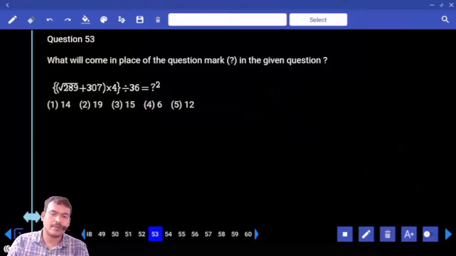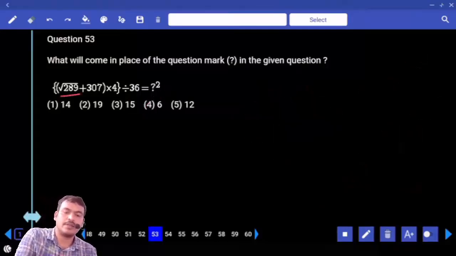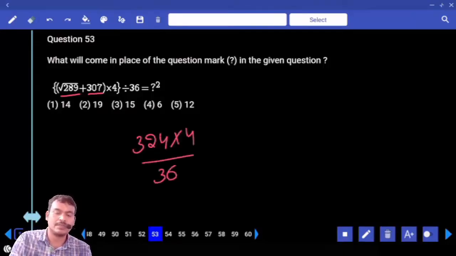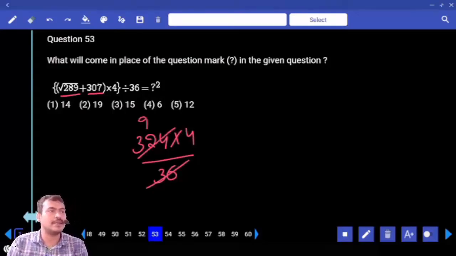First priority, bracket value. Square root of 289 means 17. 17 plus 307, 324. 324 into 4 by how much value? 36. 36 is almost 9 times. What is 36 9 times? 324. 9 4 how much? 36. 36 is which one square? 6 square.